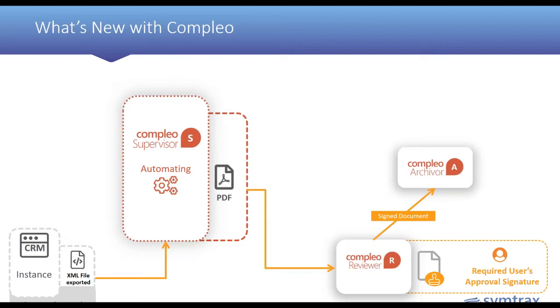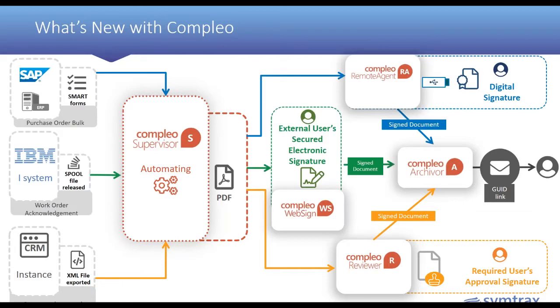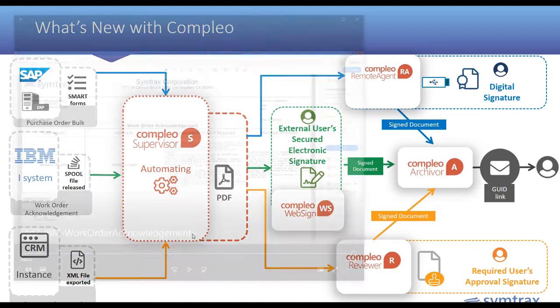Once the document is signed, it'll be sent over to Compleo Archiver again, our document repository online, and then an email will be sent over to the end user. And as you can tell here, at the end, we showed you how to work with SAP documents, IBM documents, CRM documents as well, and then eventually everything lands in Compleo Archiver for storage. After it's been reviewed and signed, I should say, the link is sent, and then the end user gets that email.